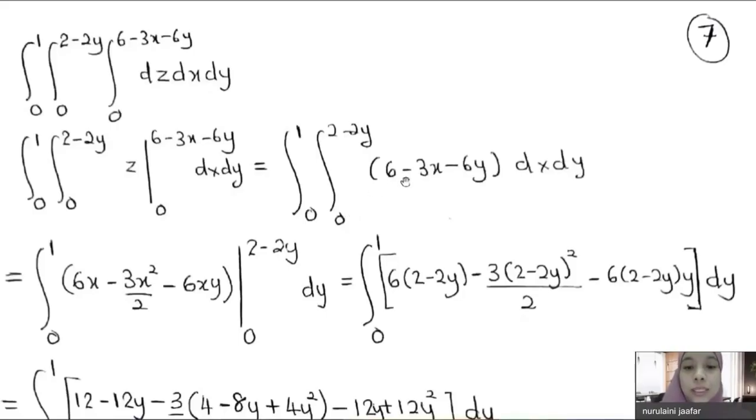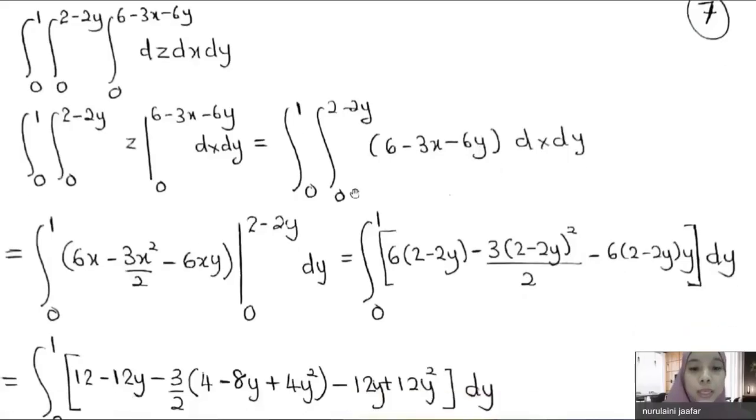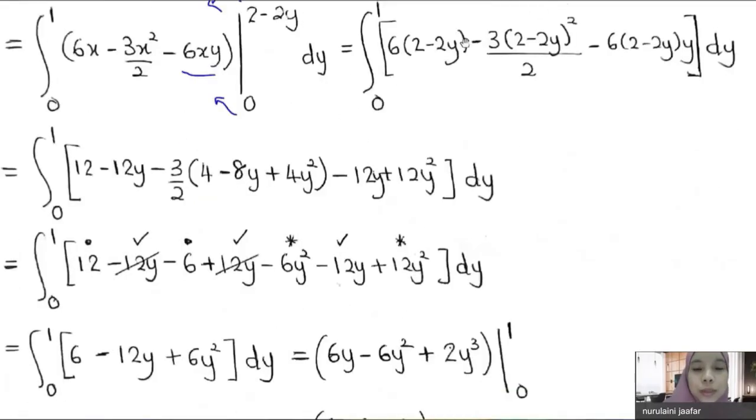Next you have to integrate 6 minus 3x minus 6y with respect to x. So we have 6, so we get 6x, and then we have 3x, so 3x squared divided by 2, and then we have minus 6y, which is constant, so we will get 6xy. Then you substitute the values 2 minus 2y and 0 into x. You simplify, then you will get 6 minus 12y plus 6y squared.